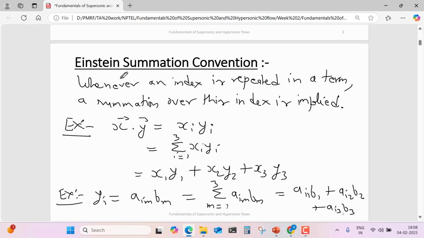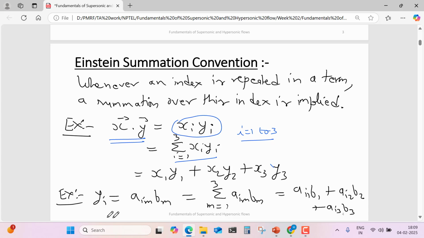Regarding notation, there is the Einstein summation convention. Whenever there is an index which is repeated in a term, then summation over it is implied. Let's say this is the dot product, x vector dot y vector equals xi yi. It means that we are summing each and every term, for i equal to 1 to 3. So it can be written as x1 y1 plus x2 y2 plus x3 y3 after summation.